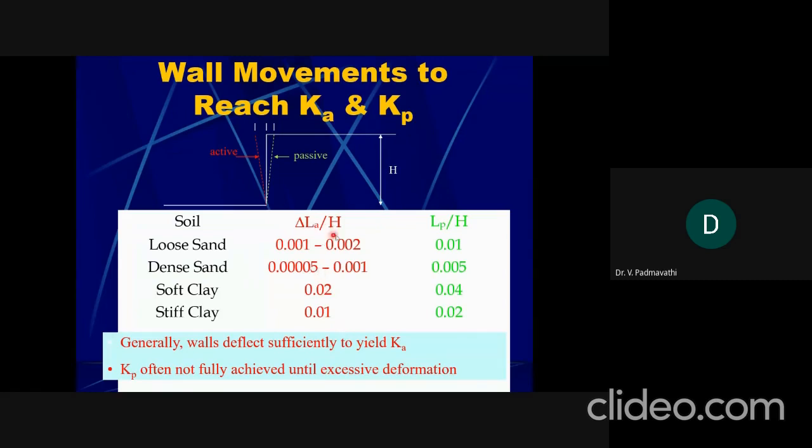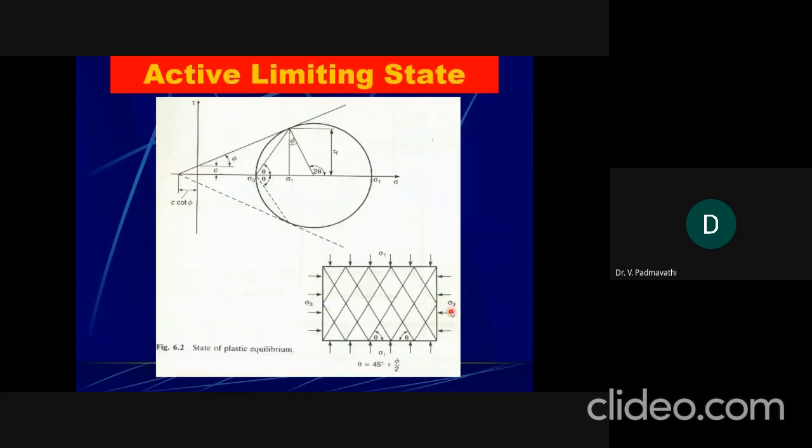So delta LA divided by H for different types of soils, the permissible values are given here. Similarly, LP by H, the passive earth pressure displacement divided by H. These are the permissible limits. If the limit is exceeded, then we can say the wall deflection may be more and failure may take place. Okay.